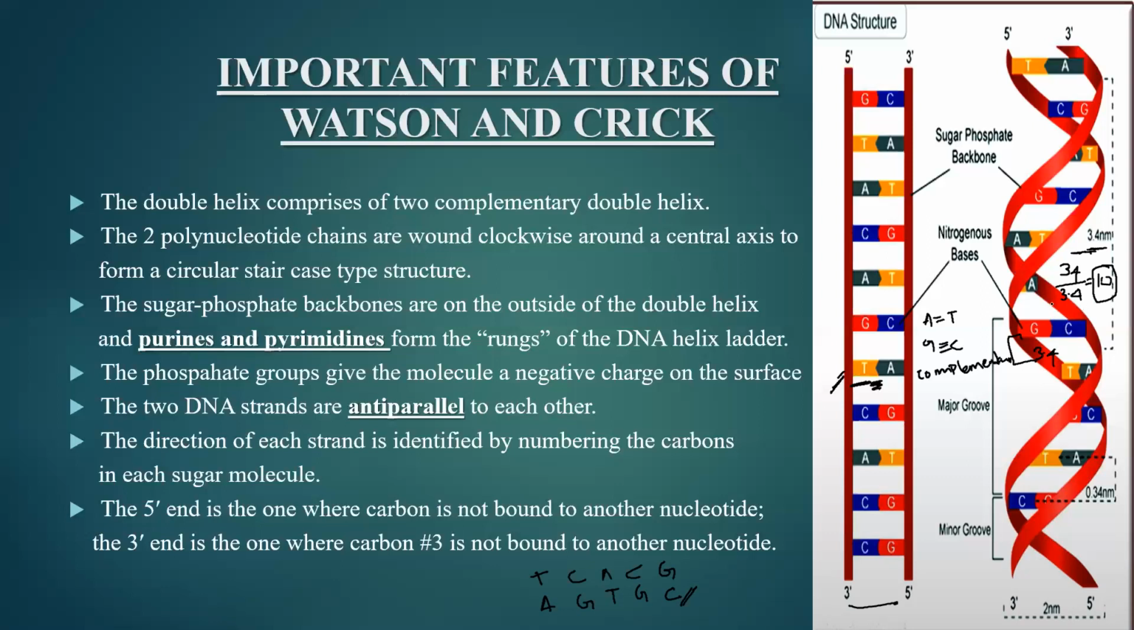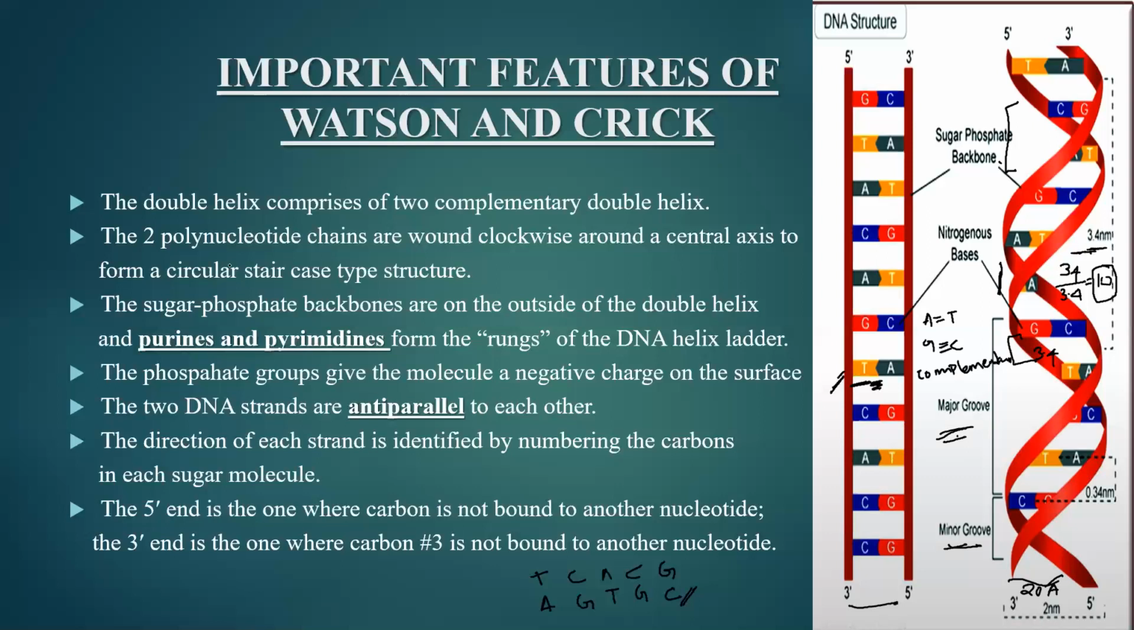Now, the diameter of the helix, as you know, is 20 Angstrom. This is the diameter. And there are two grooves, a major groove and a minor groove. The narrow groove is where the distance between the strands is small. So if you can see here, this is the minor groove, and this whole wider thing is the major groove. This is the major groove and this is the minor groove, right?